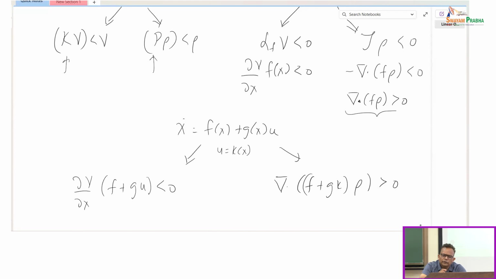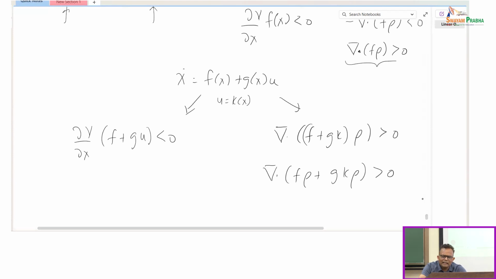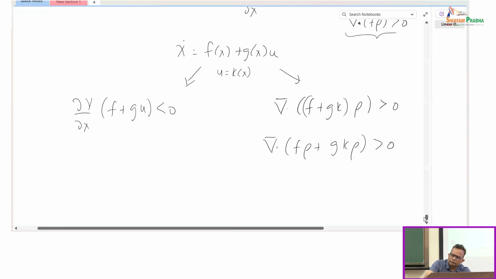You want to find what? You want to find a rho, that's your certificate, and you want to find a k. You want to find them simultaneously. So you can rewrite this as divergence of f rho plus g k rho bigger than 0. Right? I still have a bilinear term where k and rho are multiplying, which are both unknowns. But I can do a change of variable.